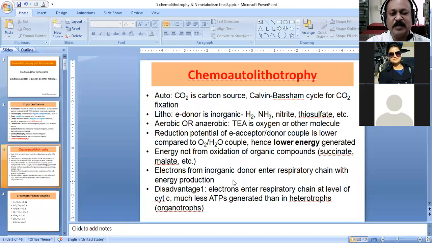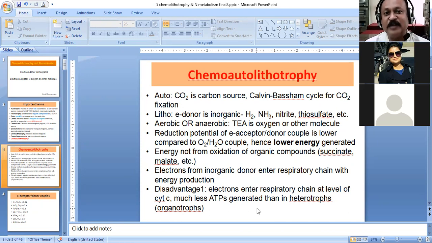Then the electrons which are coming from the electron donor, like we have seen in photosynthesis or respiration, will go into the respiratory chain, where we have different components which are electron acceptors or electron donors. So they take the electrons and give the electrons to the next component in the chain. That similar kind of mechanism is present in the chemolithotrophic, chemoautolithotrophic organisms. But the disadvantage here, as I have already pointed out, is that the electrons are entering the respiratory chain at a level which is, say, cytochrome C. They are not entering at the level of the water molecule that we have already seen in the case of photosynthesis.